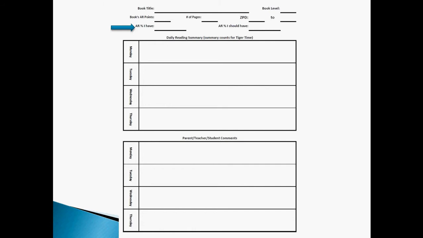They should also have the number of pages in their book, their level, their ZPD, it's called the Zone of Proximal Development. The book level should be within this range. They should have the AR percentage they should have at the end of the week. This percentage increases about 11% each week because we use a 9-week AR schedule.